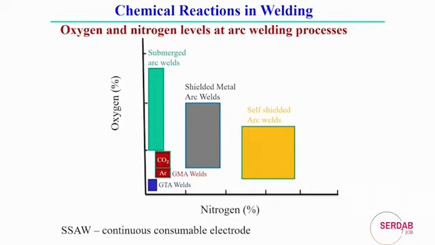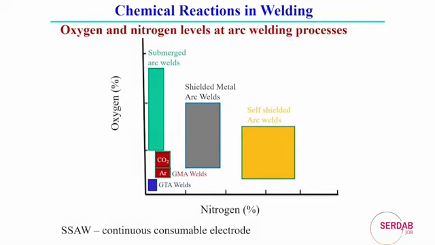If we look into the gas metal arc welding process, here also the oxygen content is a little bit more as compared to the gas tungsten arc welding process, because in gas metal arc welding we sometimes commercially use carbon dioxide as the shielding gas. That carbon dioxide reacts at high temperature and can form oxygen, and that oxygen can become part of the final weld joint.